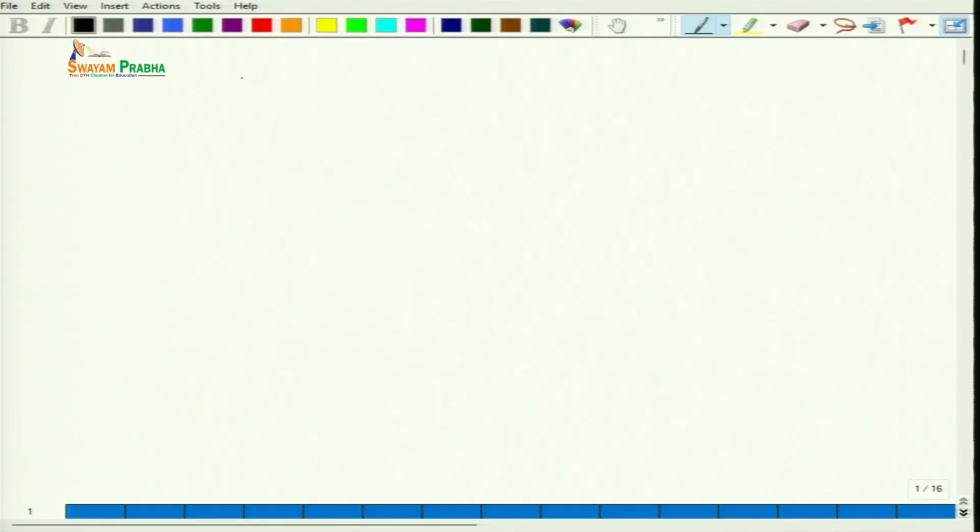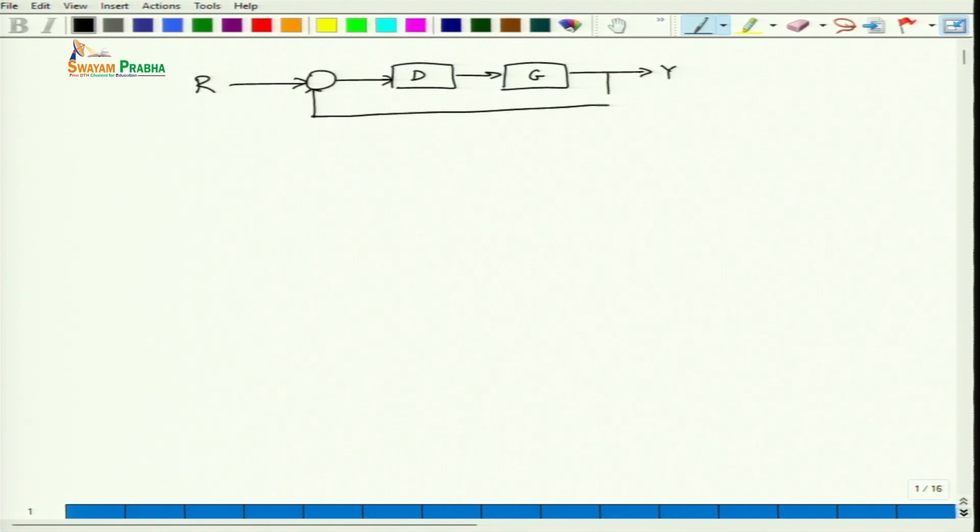Welcome to this lecture on basic control systems for mechanical engineers. In the last lecture we discussed stability. Today we are going to focus on PID control. So let us start with a simple control system diagram. This is a common negative feedback system.